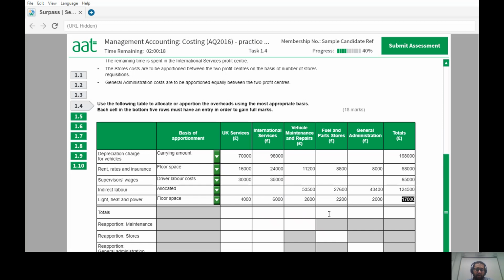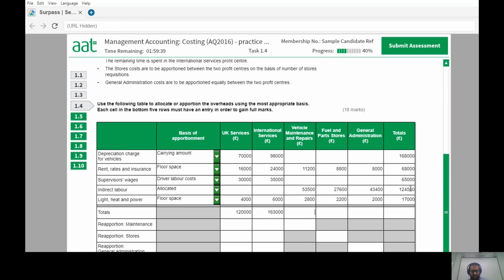So let's add all those costs up and find our subtotals here. Okay, so your subtotal is going to be all of them throughout here. If you add them all, you should get that same value totaling from here as well. Okay, so let's find out how much is it. 70,000 plus 16,000 plus 30,000 plus 4,000. That's going to be 120,000 here. So this one is 98,000 plus 24,000 plus 35,000 plus 6,000. So it's going to be 163,000.